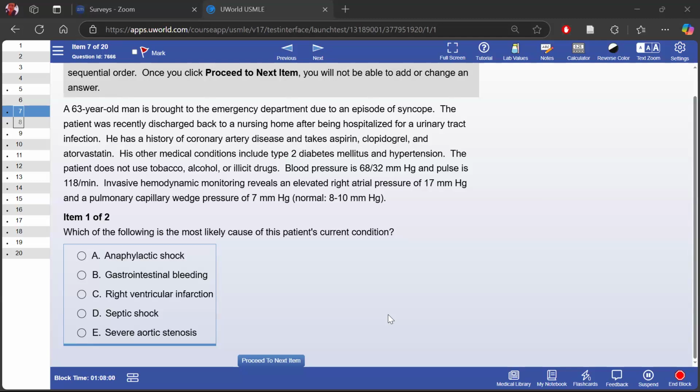Closing in 10, 9, 8, 7, 6, 5, 4, 3, 2, and 1. All right, this is an interesting question as well. Very interesting. So the results are split between option C and D, right? Two persons went with C, right ventricular infarction, and one person went with option D, septic shock.